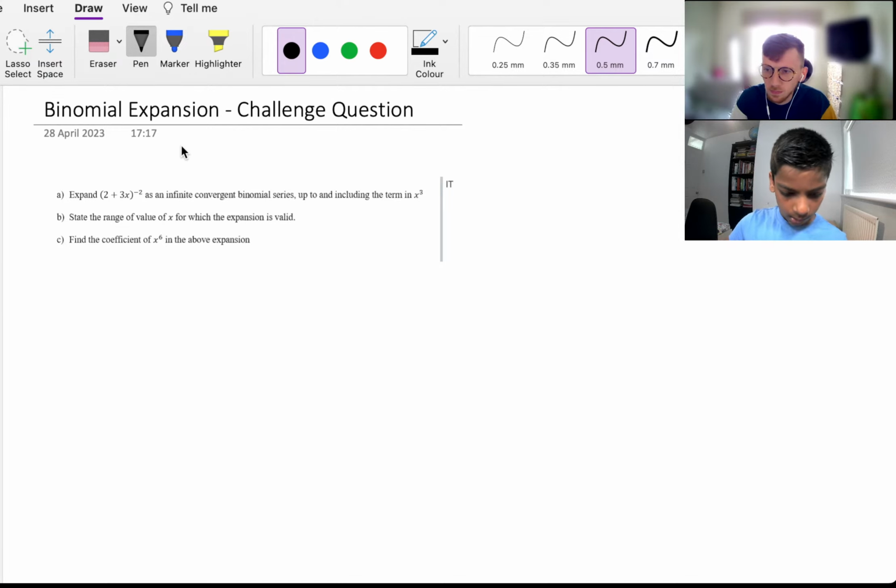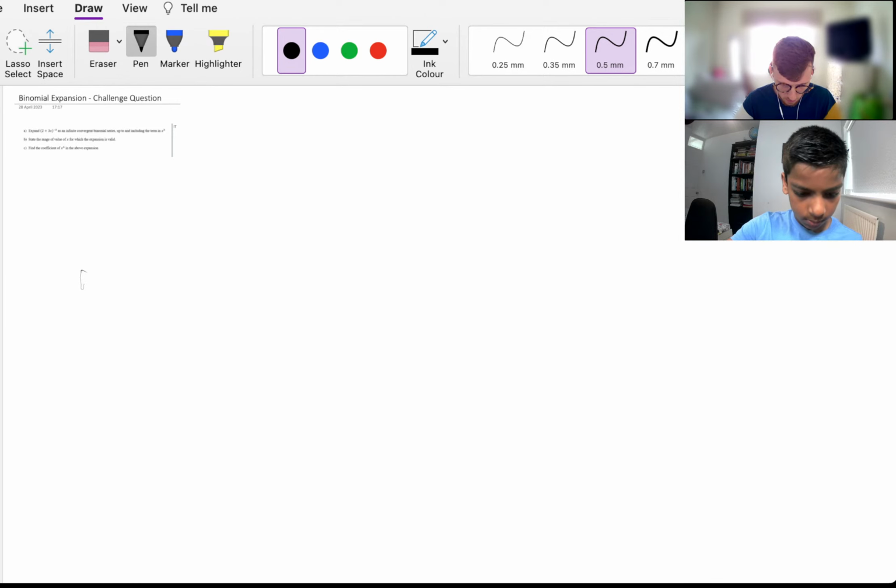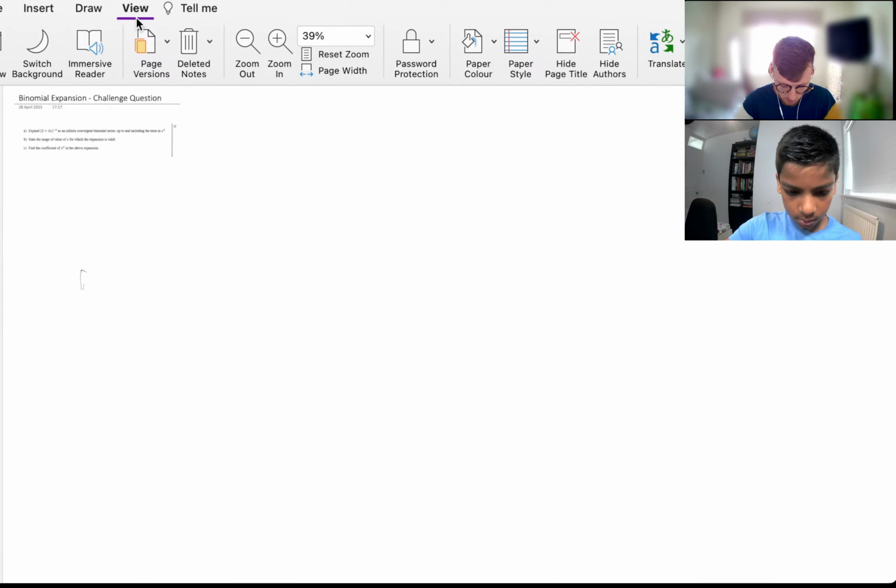Okay, so then expand 2 plus 3x to the power of minus 2, up to and including x cubed.